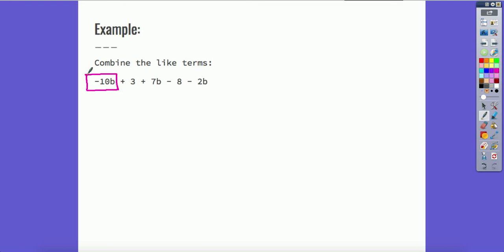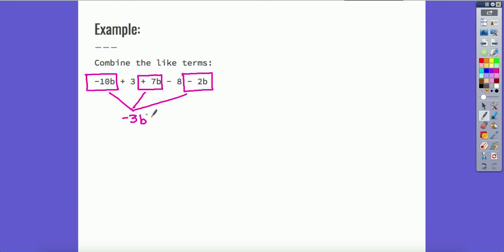So I'm going to go ahead and put a box around my terms with variables, and notice I'm including the sign that goes with it. And so now I've got 3 terms in my boxes here that are all like terms, and so I need to combine them all together. So I've got negative 10b plus 7b. So I've got more negatives here than positives. So more negatives than positives, that's going to leave me with negative 3b.